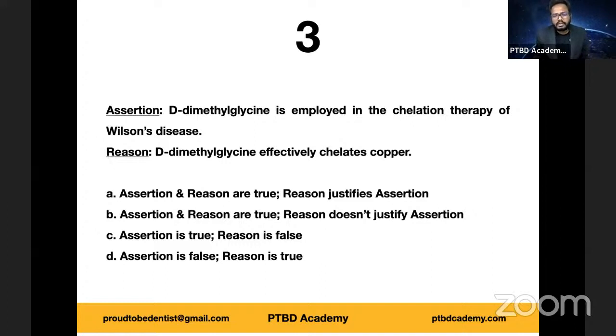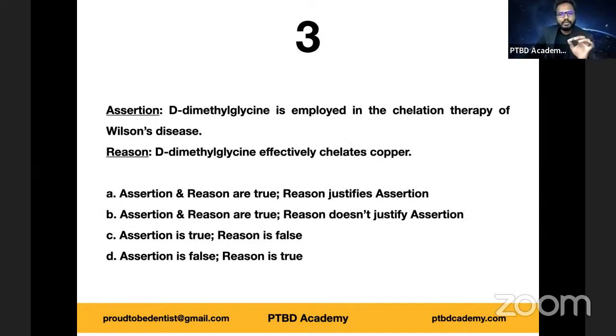In the therapeutic section of Wilson's disease, we're talking about certain chelating agents which are important because, once they bind to copper, they help in urinary excretion, decreasing the levels of copper in the body, right? So is this the right chelating agent we're talking about? You can just choose the more appropriate answer. So first of all, D-dimethylglycine, also called D-penicillamine as I said, is employed in chelation therapy because it effectively chelates copper. Yes, both assertion and reason are true, and reason justifies assertion.